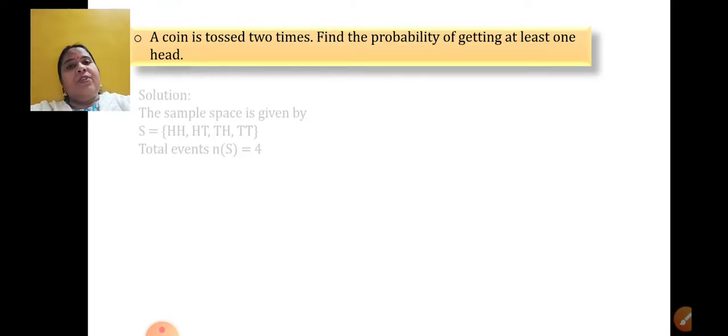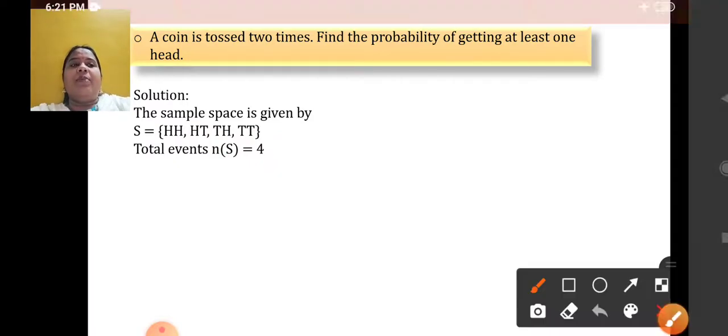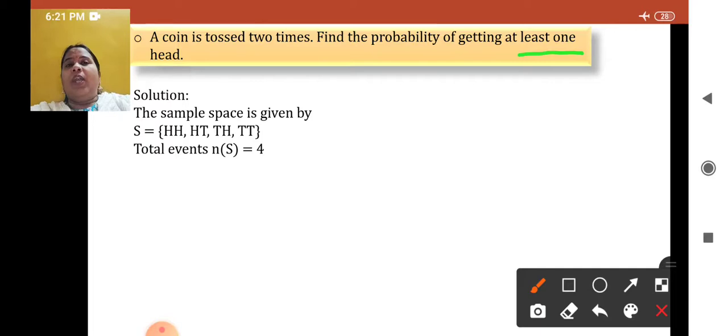Yes, the sample space will be the same as we have written for the previous one. The sample space is given as HH, HT, TH and TT. N of S will be equal to 4. Now let us understand the meaning of this word. At least one. Yes, minimum one. At least one. More also has to be considered. This is the other way.